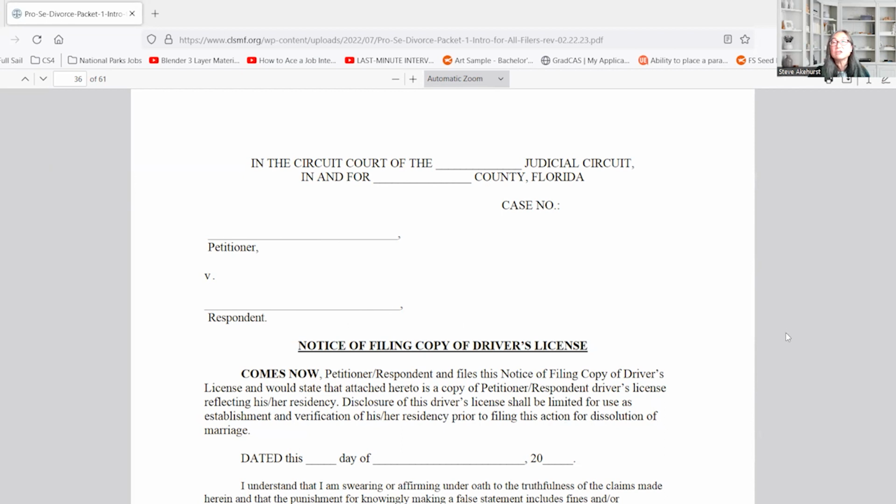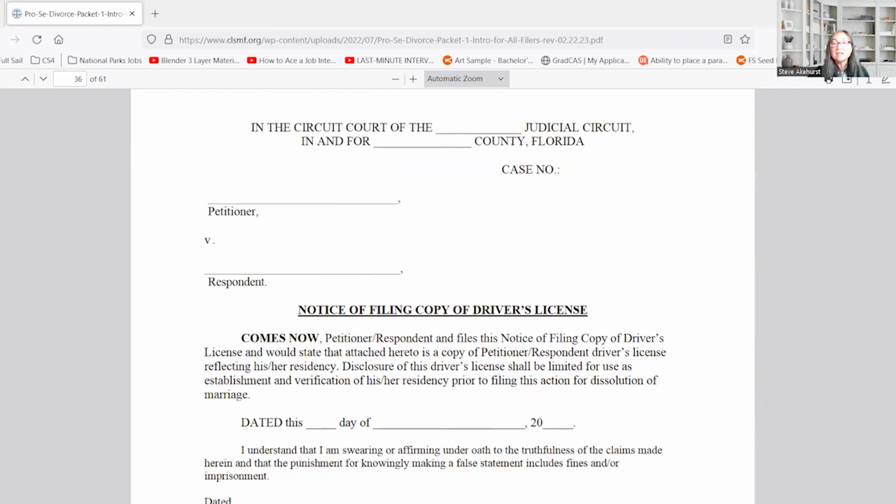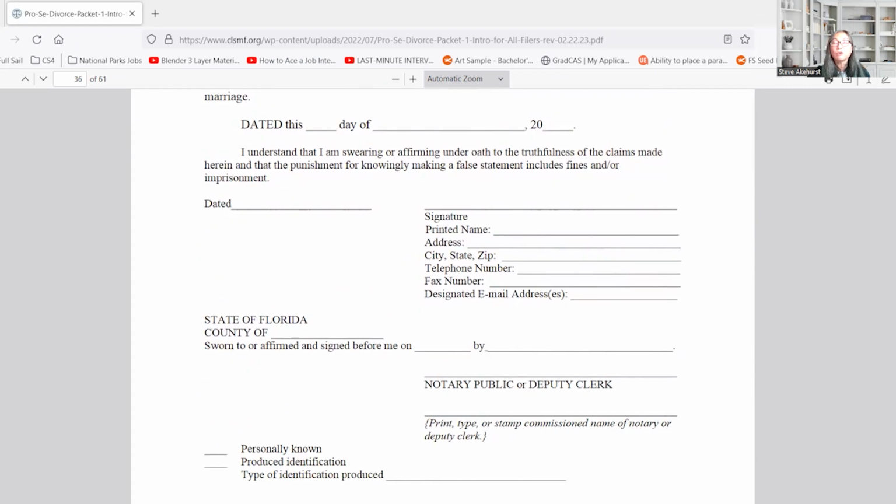So this is showing proof of how you can do it. There are 2 ways. One way is by filing a copy of your driver's license, which is saying, hey, I've been a resident. You can use either your driver's license or your state ID. Make sure that those are within 6 months. So the date that you got the ID has to be within 6 months. So if you renewed your ID last week, you can't use it.